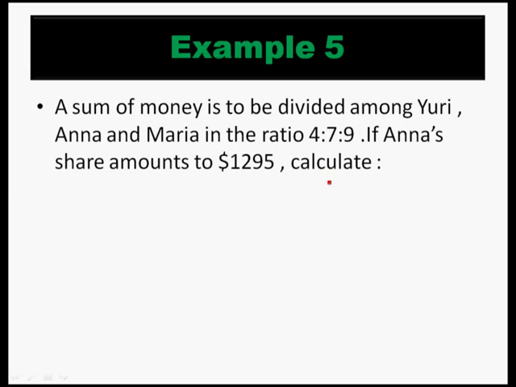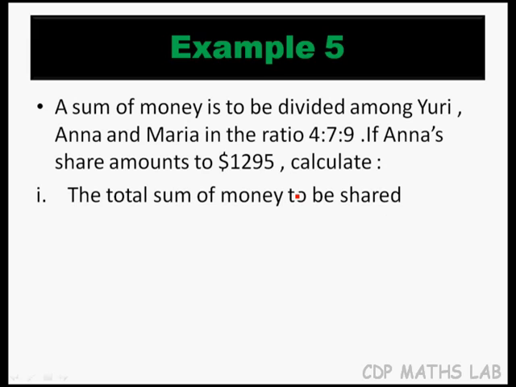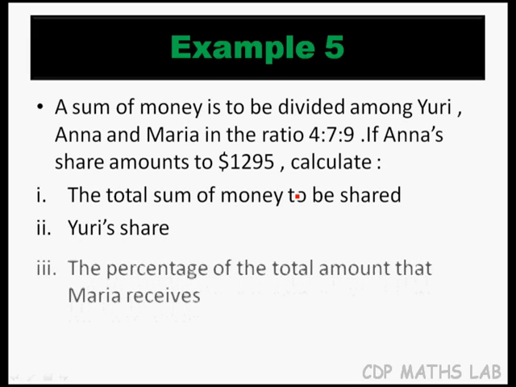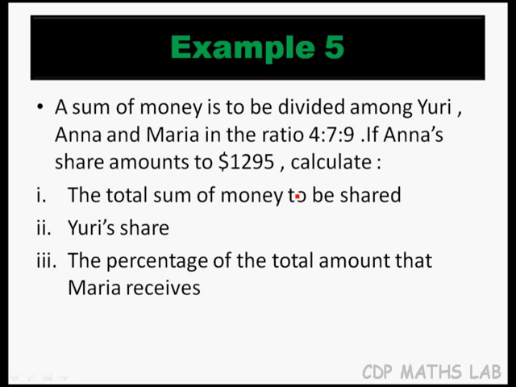Now we're on to example number 5. A sum of money is to be divided among Yuri, Anna, and Marya in the ratio 4 to 7 to 9. If Anna's share amounts to $1,295, calculate the total sum of money to be shared, Yuri's share, and the percentage of the total amount that Marya receives. Simply, try drawing some pictures. Try drawing 3 persons to represent Yuri, Anna, and Marya, and try to figure it out using what you've learned so far. But nevertheless, we have a video clip for you. Pay close attention to the in-class demonstration.